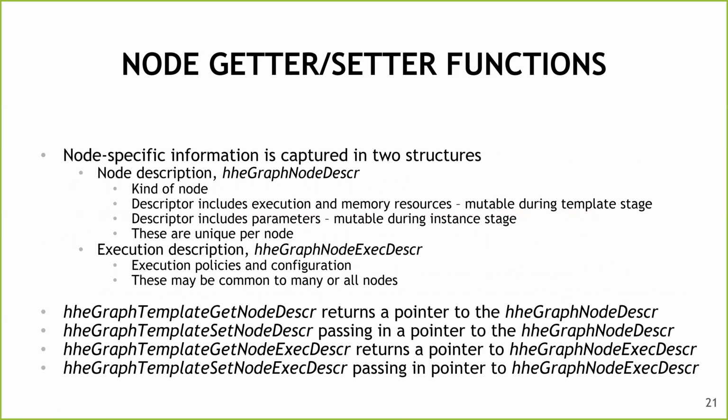All right, and we want to be able to capture for any given node, what kind of node is this? And what are its execution and memory resources that it uses? And what are the other parameters that you have? And those are mutable at different stages. So when it's at the instance stage, before you invoke, you can change some of the parameters, but you can't change the edges and the kind of node it is, etc. And you also have an ability, for any given node, to change some of its execution policies and configuration. We'll talk a little bit more about that.